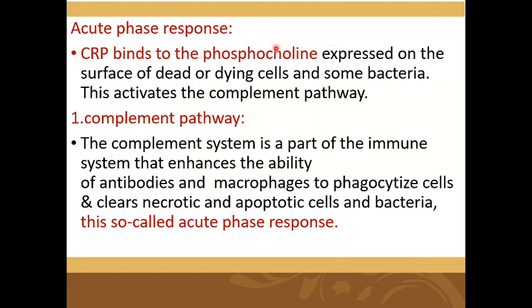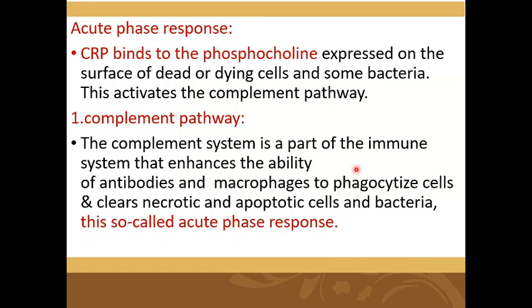फॉस्फोकोलिन एक्सप्रेस होता है एंड CRP उस फॉस्फोकोलिन के साथ बाइंड करता है. This binding, it activates the complement pathway. ठीक है? What is the complement pathway? The complement system is a part of the immune system, right? And this system, it enhances the ability of the antibodies and macrophages to phagocytize cells.